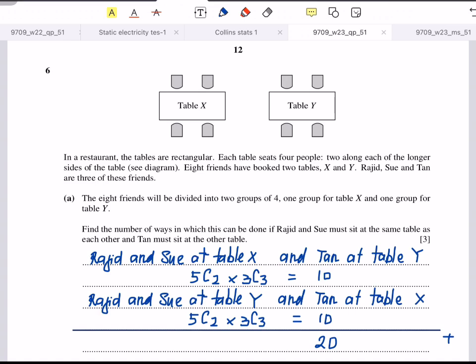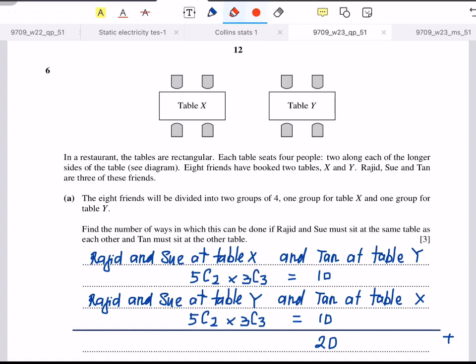Part A. The 8 friends will be divided into 2 groups of 4. One group for table X and one group for table Y. Find the number of ways in which this can be done if Rajit and Sue must sit at the same table as each other and Tan must sit at the other table.